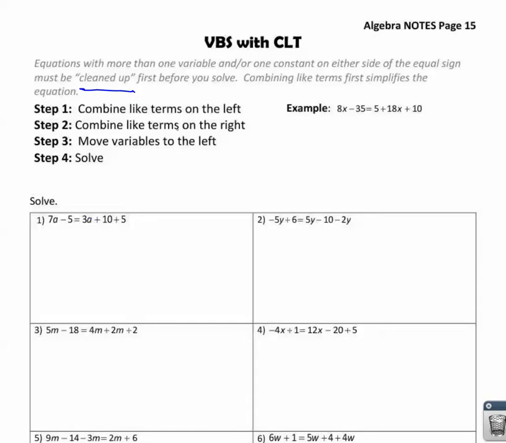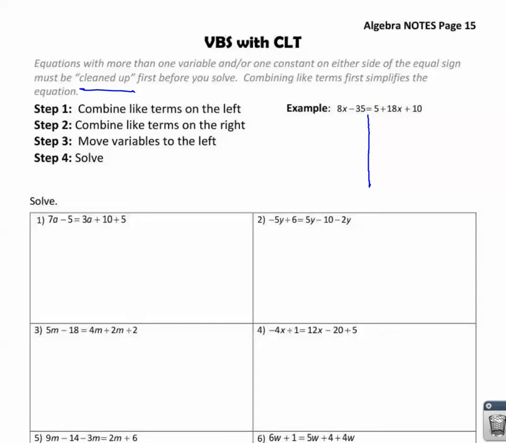So step 1 states combine like terms on the left. Step 2, combine like terms on the right. Step 3, move your variables to the left, or I told you it's okay if you move them to the right. Then solve. So here's your example. 8x minus 35. So you notice how there's one term with a variable, one constant. So that's simplified. There's nothing that you can combine.